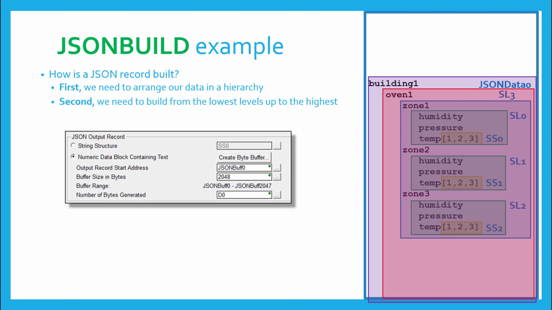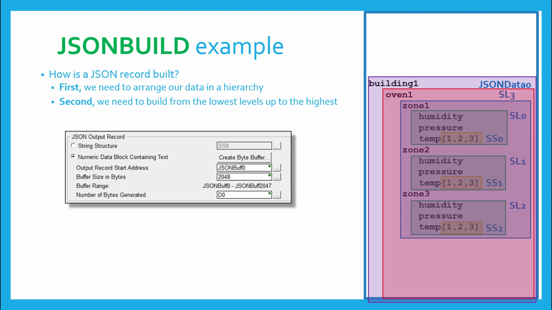Remember that JSON output record box? This is why that second option is available, called numeric data block containing text. So in the system configuration, or right here in the instruction itself using the create byte buffer button, I create a memory block made of 2048 elements. Each element in this block is merely 1 byte long. This allows me to store a single string of text that is up to 2048 characters or bytes long.